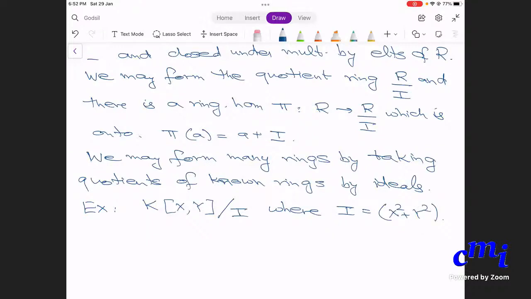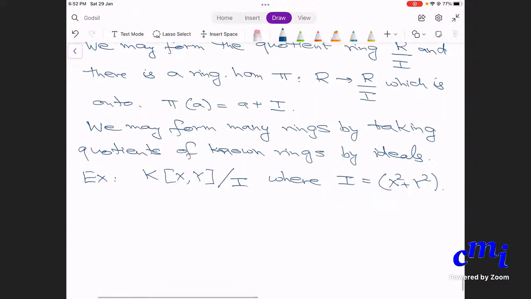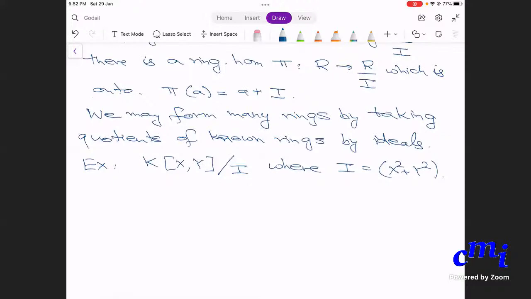So you'll get plenty of examples of rings, and depending on what you're quotienting by, these rings will have very different kinds of properties. We are going to see some of those a little later, but for now I want to concentrate on the Chinese remainder theorem.